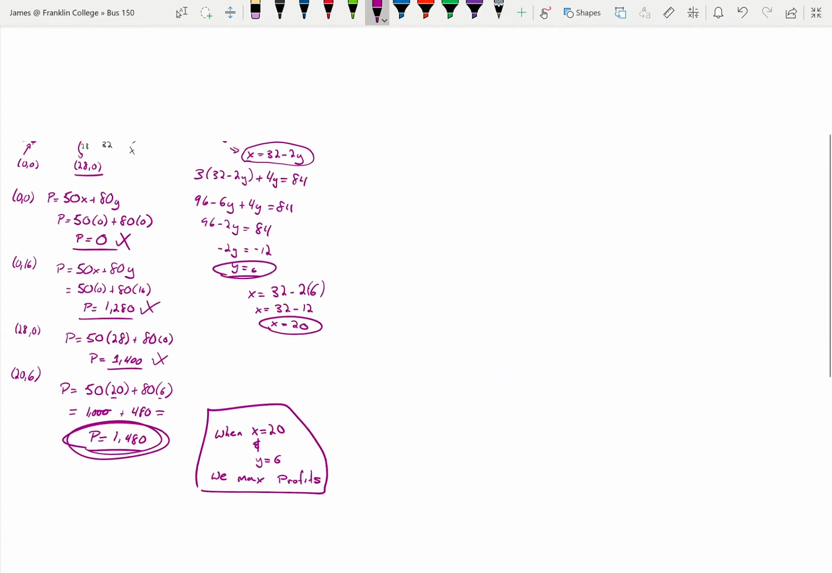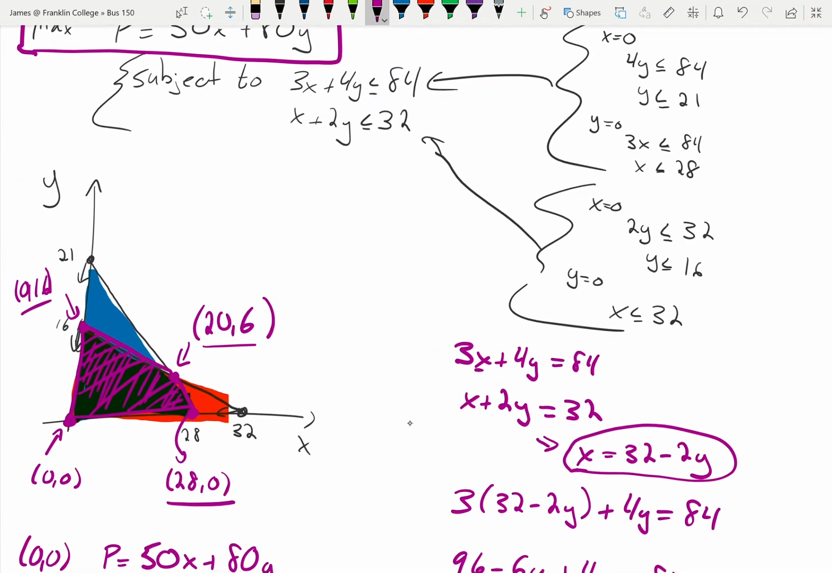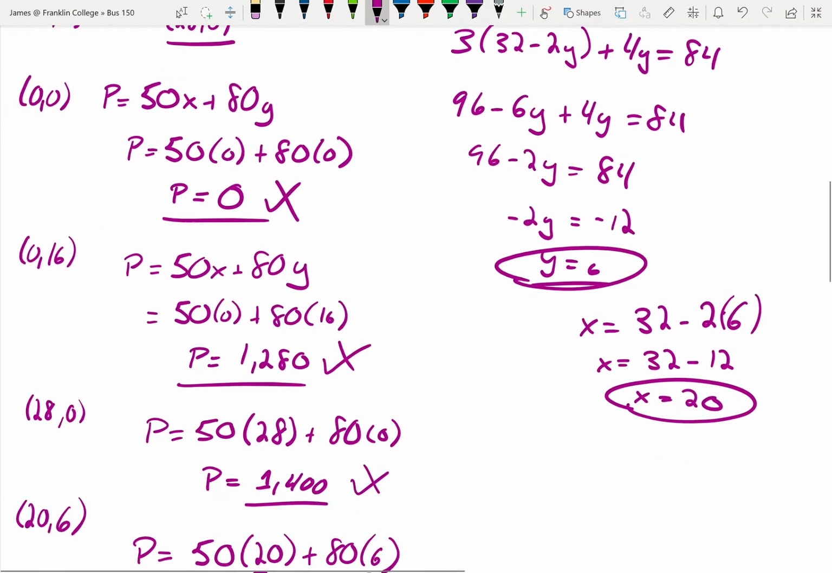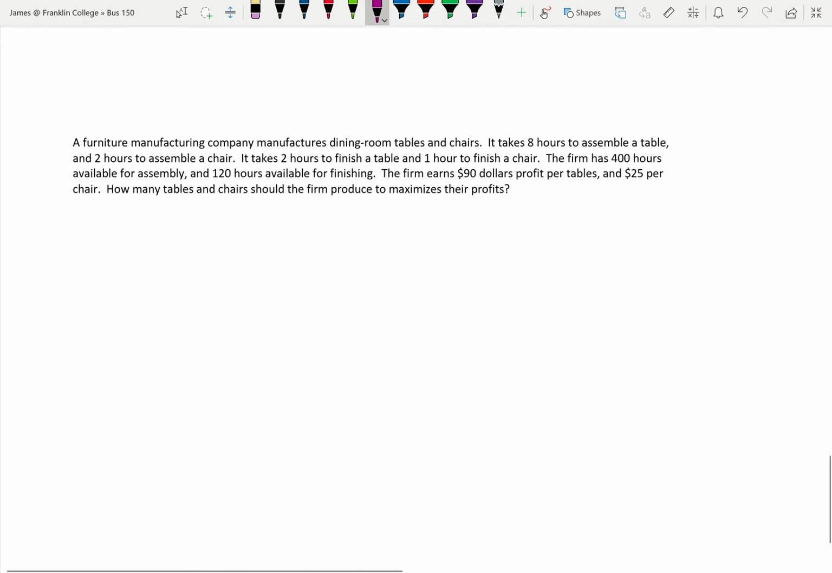So what we originally did is that we graphed the inequalities that we were dealing with, found out the corner solutions to the solution set, plugged those corners of the solution set back into the profit function, and then found out which one maximized the profit. Let's do another example. Specifically, let's deal with a word problem. So we have the word problem.